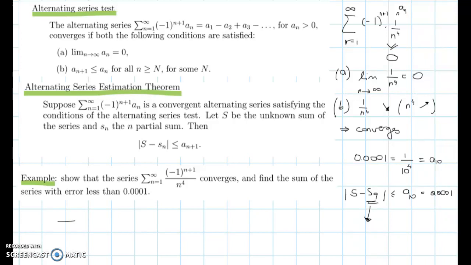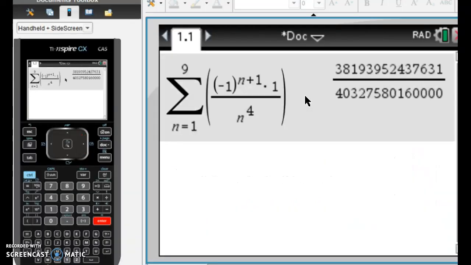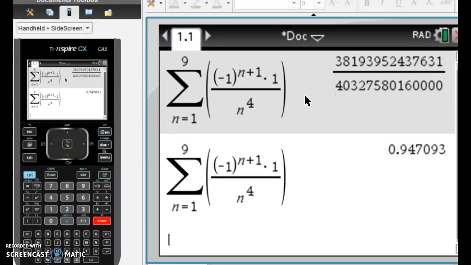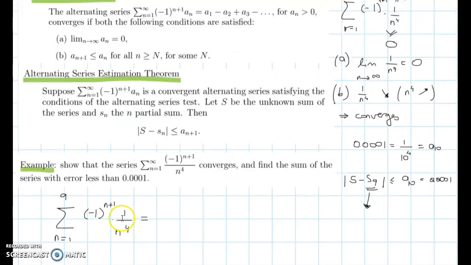So we need to sum from n equals 1 to 9, and then we have the factor (-1)^(n+1) times 1 over n to the power of 4. So let's find the value of this in the calculator. So the partial sum we're trying to find gives us this result. Let me copy it, and it goes over here.